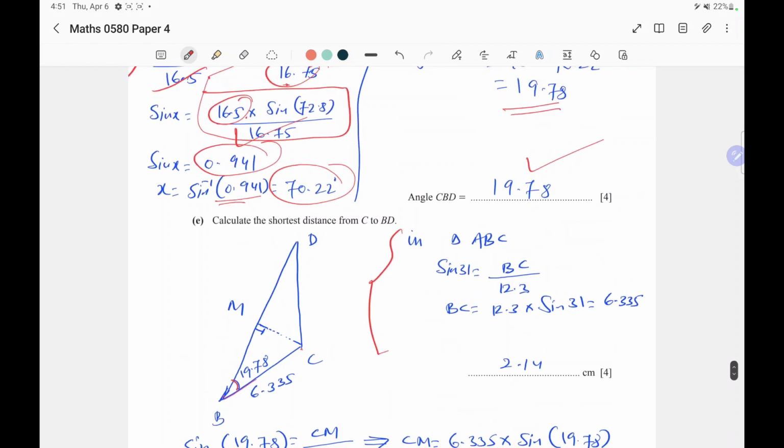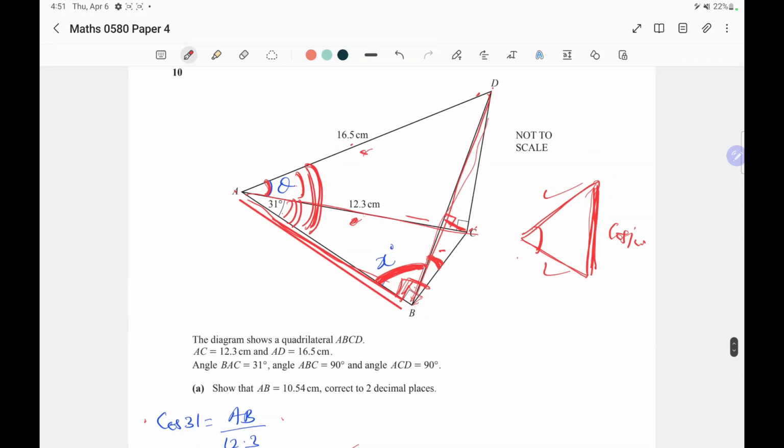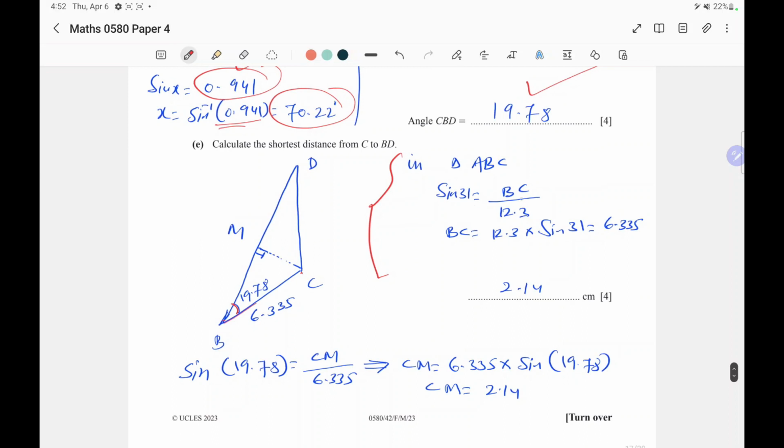Let's check how to find it. In triangle ABC, where is ABC? Okay, this triangle. This is 90 degrees and this angle is already given. With this hypotenuse, I can apply sine, right? Sine of 31 equals opposite, which is BC, over hypotenuse 12.3. Multiply by 12.3 on both sides. This cancels. So 12.3 times sine 31, which is 6.335. So BC, oh sorry, one minute.